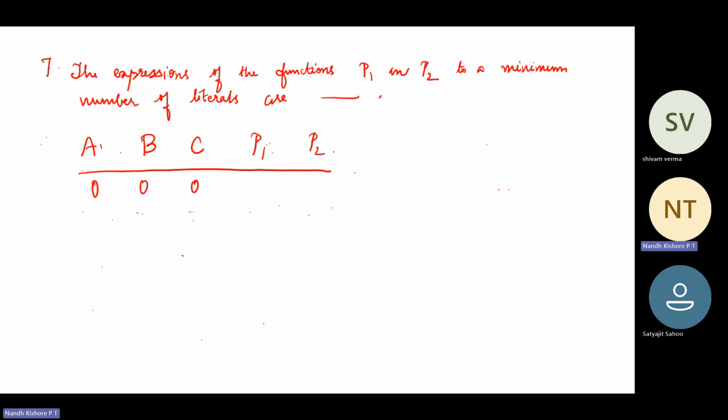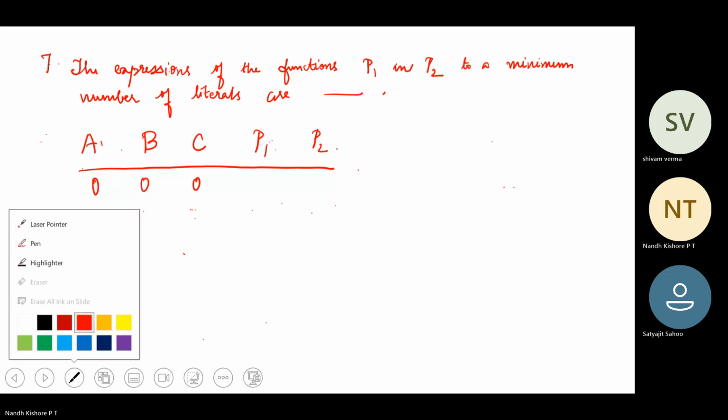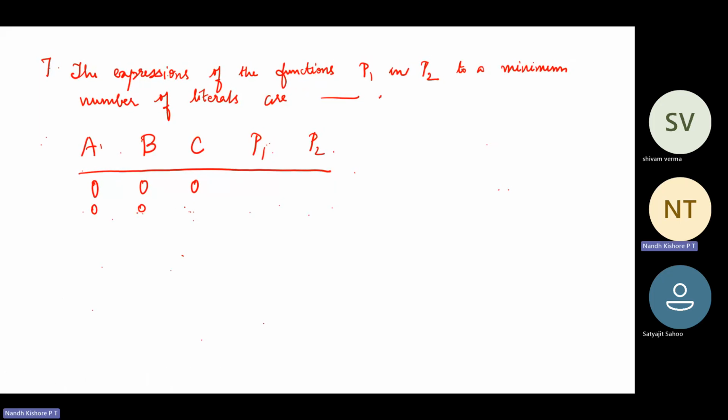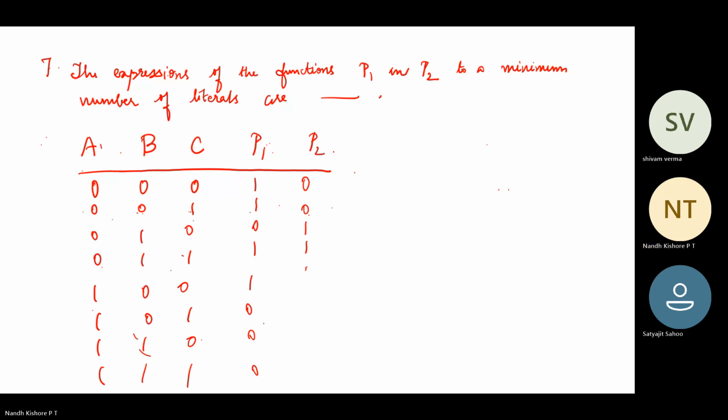Okay, so I have 0, 0, 0, 0, 0, 1, 0, 1, 0, 0, 1, 1, 1, 0, 0, 1, 0, 1, 1, 1, 0, and then 1, 1, 1. Okay, and P1 is 1, 1, 0, 1, 1, 0, 0, 0, right? And P2 is 0, 0, 1, 1, 0, 0, 1, 1. So what is P1 and P2 is a question.